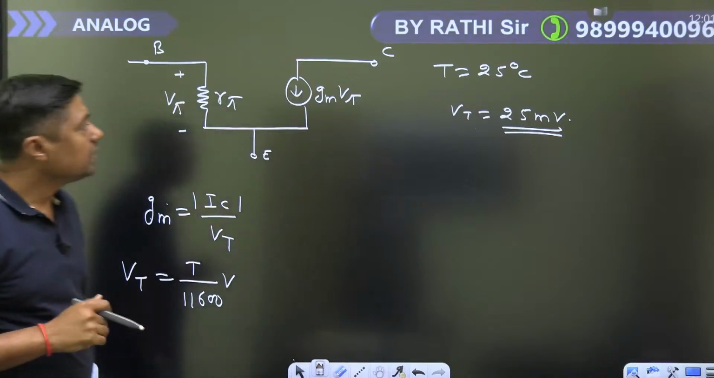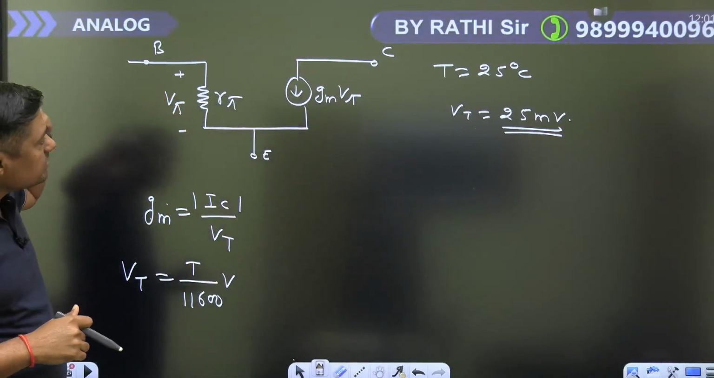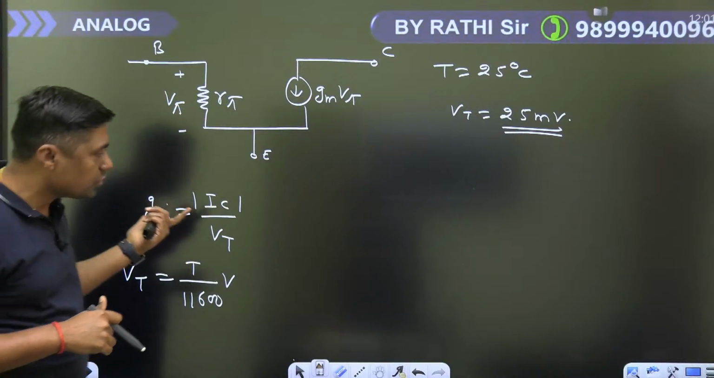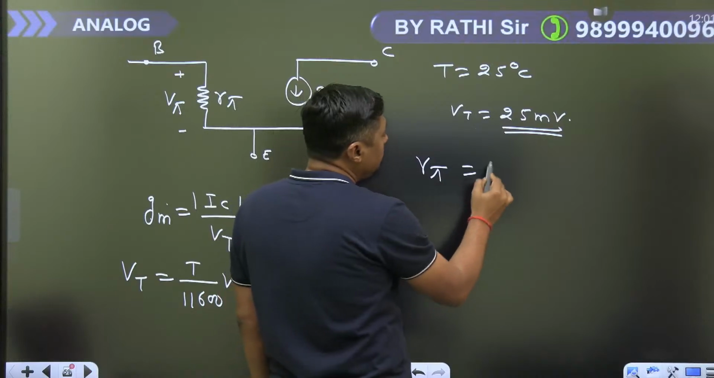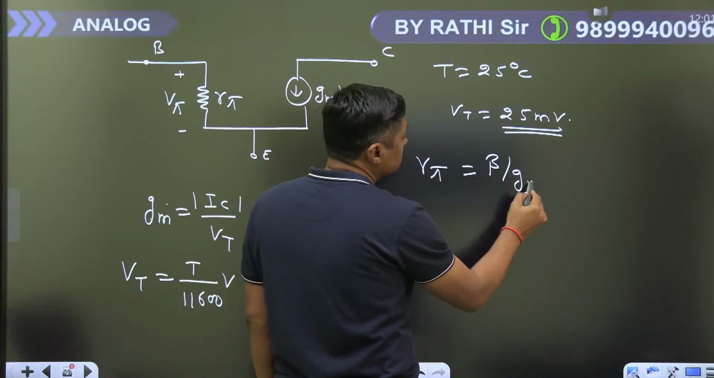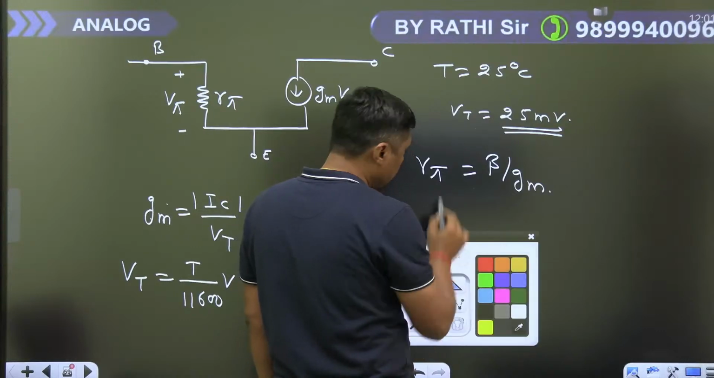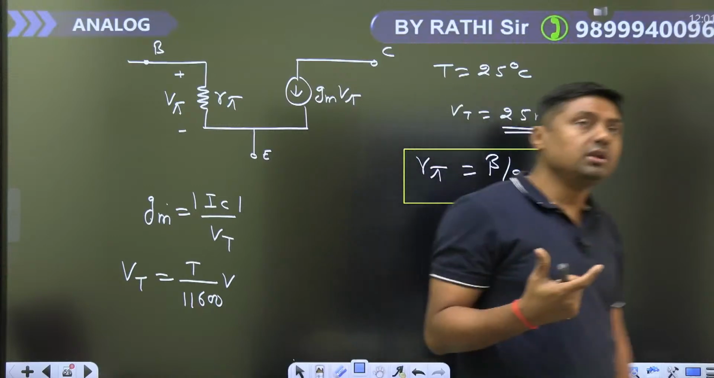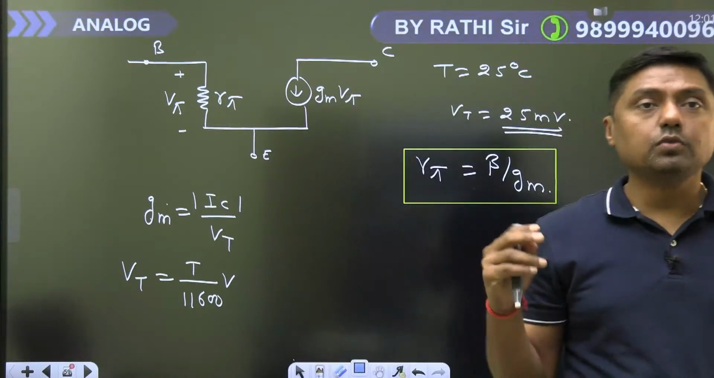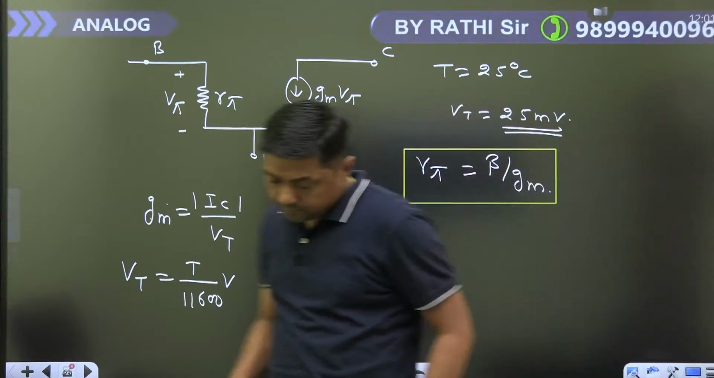Okay. That is done. GM you have to find. R pi: sometimes they will provide it in the question, otherwise R pi is Beta by GM. Beta by GM, HFE by GM. You have to find it from this. Remember, you first have to find the GM. You have to find the GM, then what? V pi, GM, then R pi.